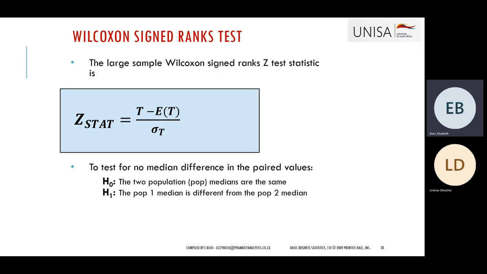So to calculate the test statistic, we're going to use the z-test. Our z-test is given by z of your t-test, which are your positive sum ranks. We remember those positive sum ranks minus the expected value, which is your mean, divided by the standard deviation, which is your standard deviation of the ranks.